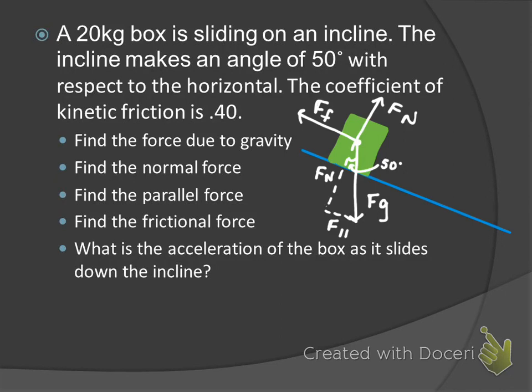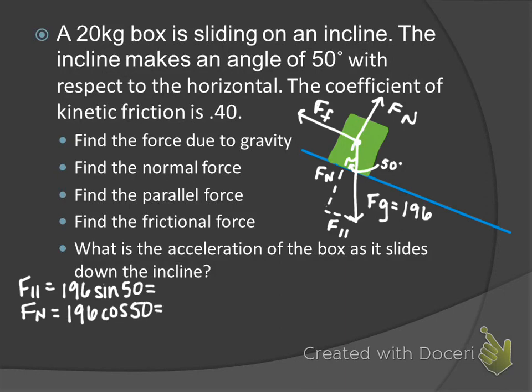Okay, so first thing we have to do in all of our problems is find that gravity force. Find the gravitational force, which we know is what times what? Okay, so in this problem, our mass is 20 times 9.8. That's how we get our FG, 196. Do we have our normal and our parallel force? Parallel will take 196 times sine of 50. And for normal, do we need both of these? Yes, we will because we have friction this time. So we have to have both of them for sure.